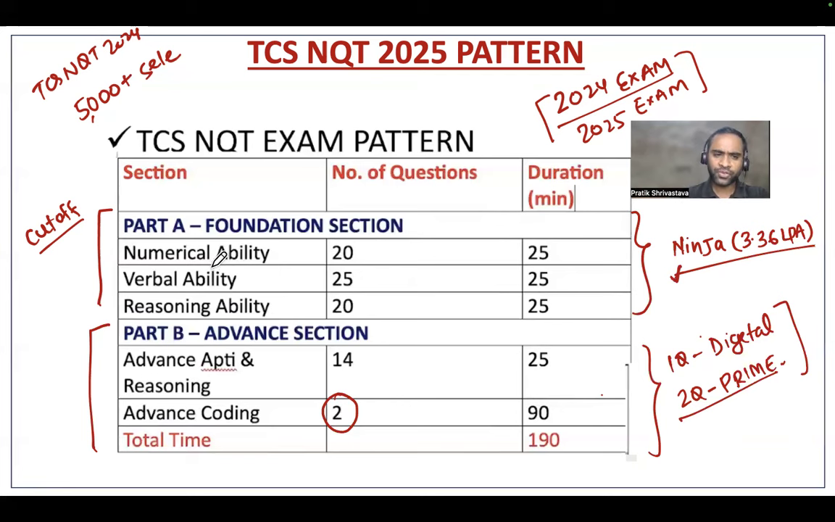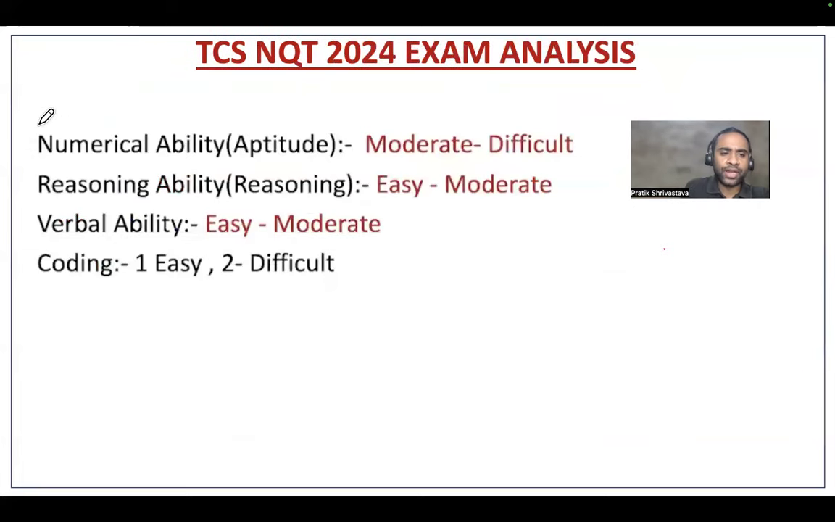Now, part A, the foundation section, has no coding. Numerical ability will be there, 20 questions. Verbal ability, 25 questions. And reasoning ability, 20 questions. Numerical ability will be moderate to difficult. It will not be easy, so the questions will be time taking in the examination. Don't think it is going to be easy.